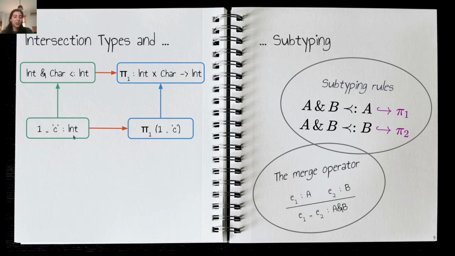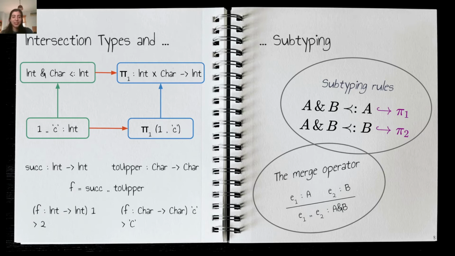Here I have used a very simple example to illustrate how the type system works, but we can do more interesting things like merging two functions, which makes it more obvious that this setting enables finitary function overloading.